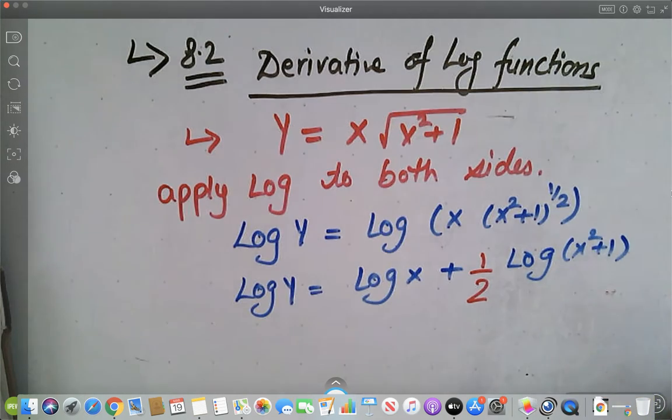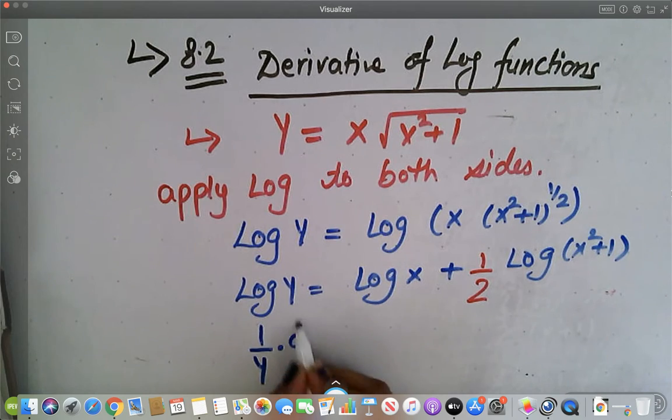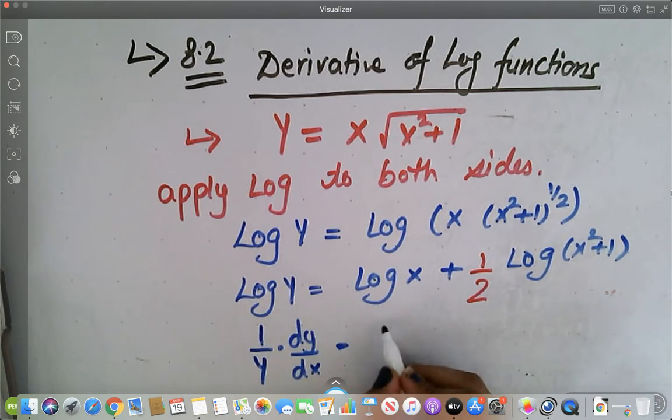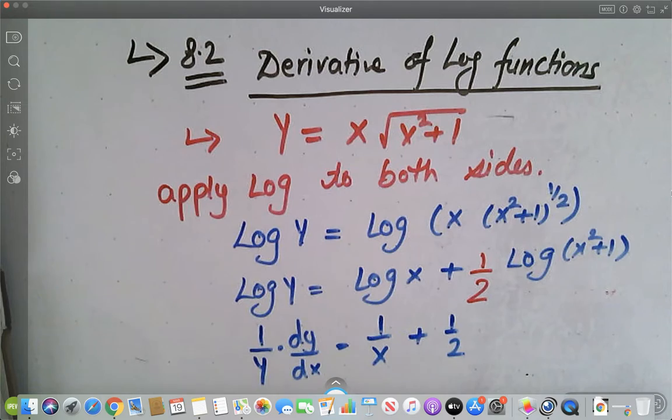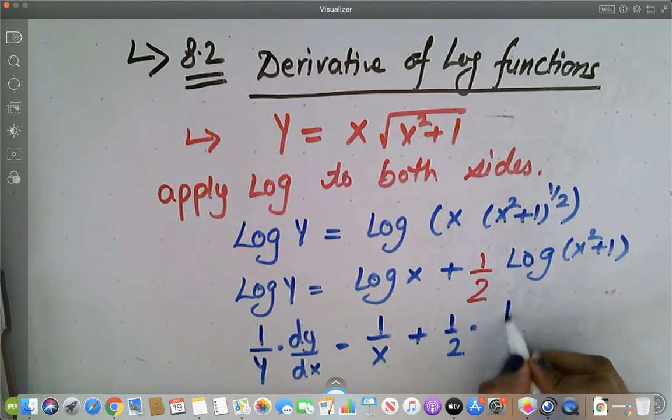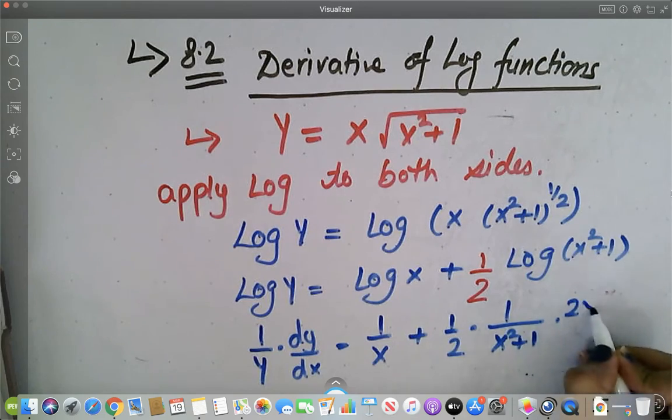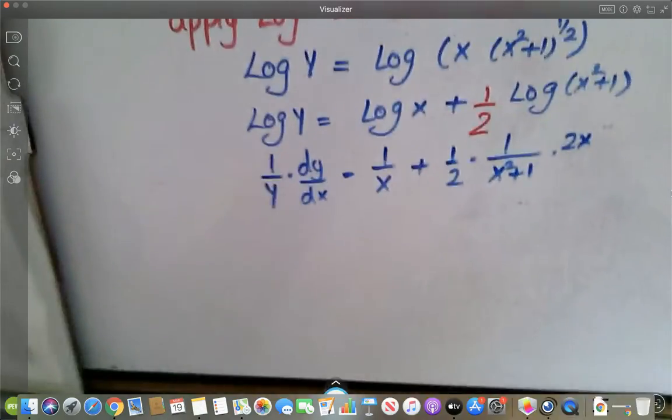All right. Now let's take the derivative. So log y. You know it's a log of y function, it means it would be 1 over y. Since it's a y term, there would be dy over dx. Log of x, its derivative would be 1 over x. Derivative of this, 1/2 stays the same. Sorry, 1 over x squared plus 1 and the derivative is 2x. So this is what I have after taking the derivative.